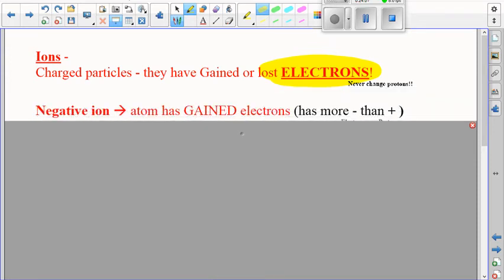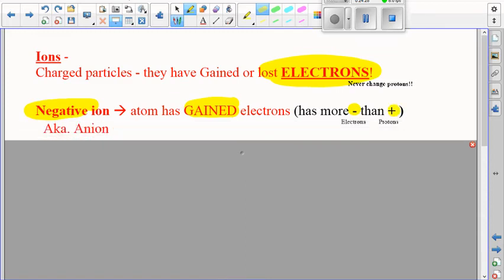A negative ion, which just sounds a little backwards, has gained electrons. So wait, if it's negative, wouldn't it be losing? But remember, electrons are negative, so gaining them actually causes a negative charge. So it's got more negative than positive. There's a special name for that. It's called an anion.